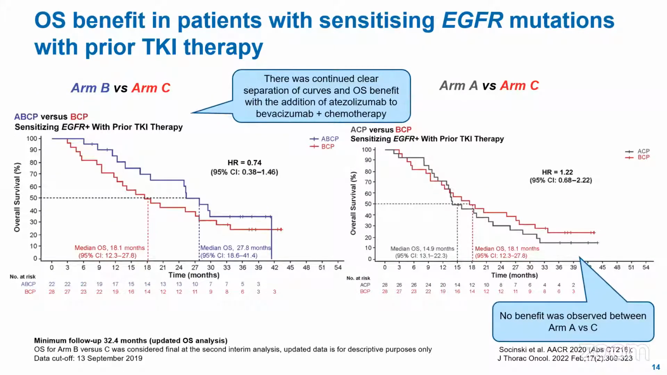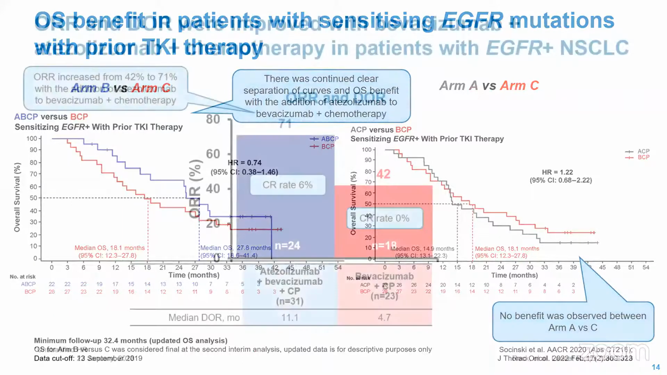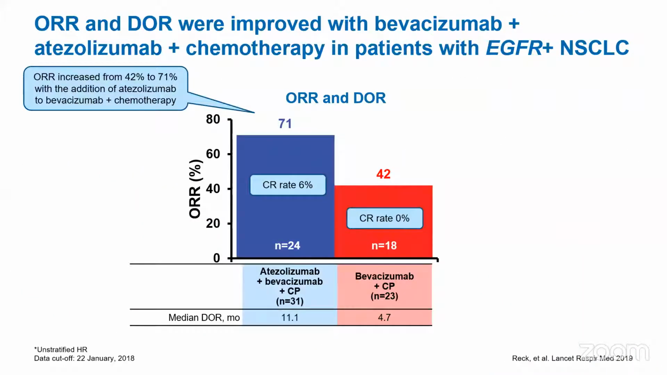Now, this is about the OS once the patient has a sensitizing mutation with prior TKI therapy and they were given the treatments. Overall, another thing was the overall response rate and the duration of response, and it was also remarkable as far as the 4-drug combination was concerned.